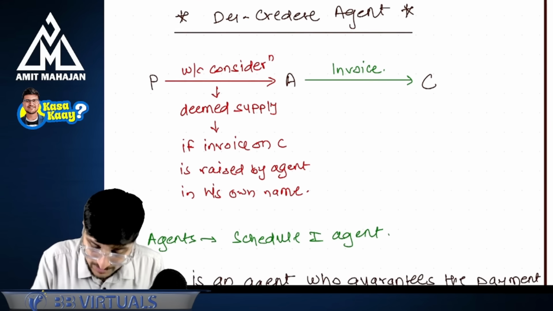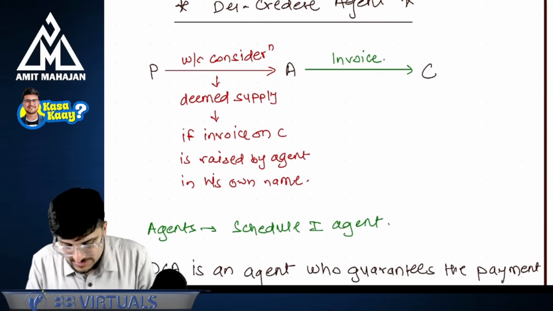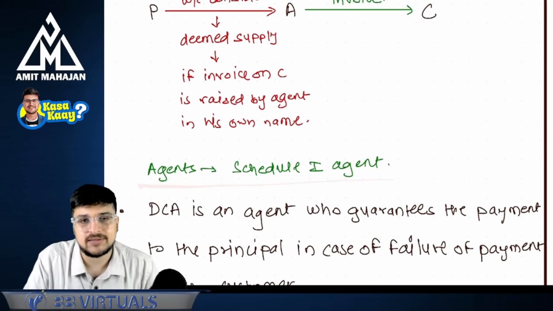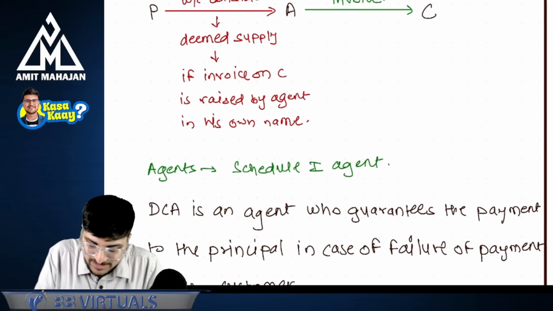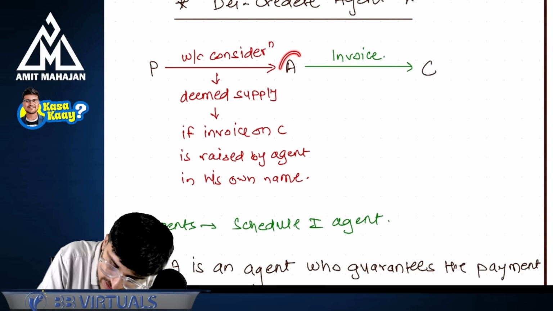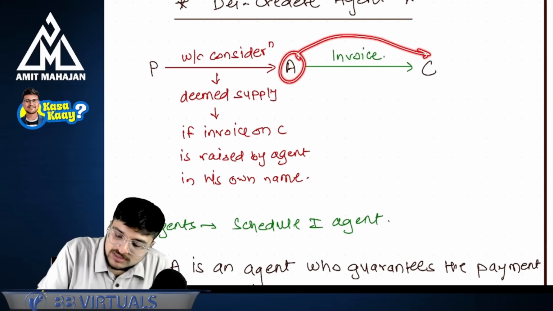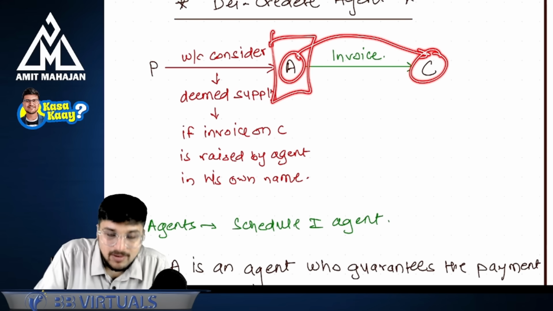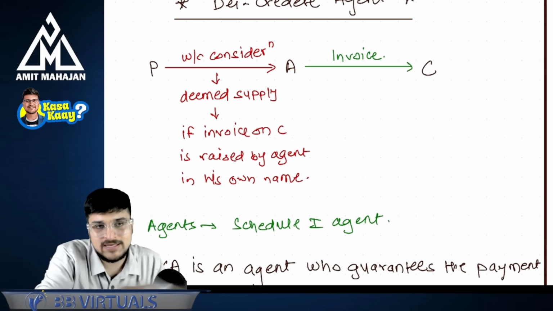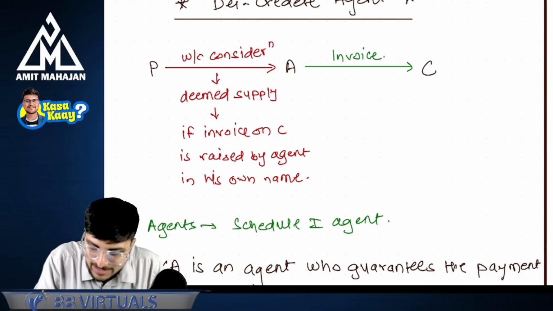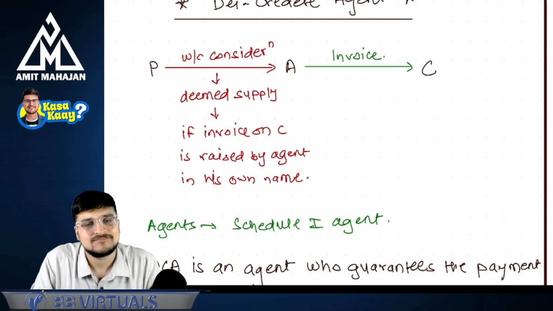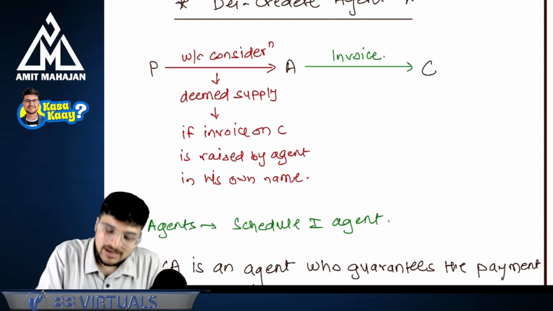Perfect? No problem? Okay. Now, please try to understand, when do I say the agent is a Schedule 1 agent? Please understand one thing. When the agent is raising the invoice on the customer in his own name, then this agent will be known as a Schedule 1 agent. Perfect? And if it is a Schedule 1 agent, this supply will be considered as deemed supply. Perfect. What do you mean by Schedule 1 agent?